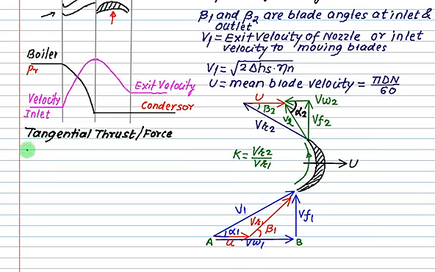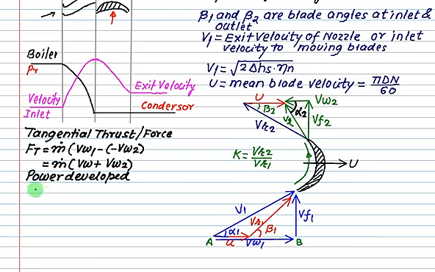So the tangential thrust is represented by Ft, and by Newton's law it is the rate of change of momentum. So it is m dot multiplied by VW1 minus of minus VW2, because VW2 is acting in the opposite direction. So this is m dot multiplied by VW1 plus VW2. You take the positive sign if both vectors are in opposite directions, and you take the negative sign if they are in the same direction.